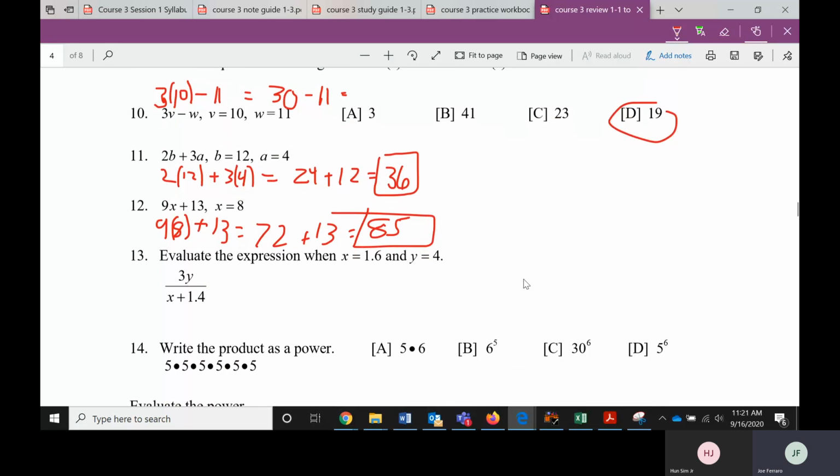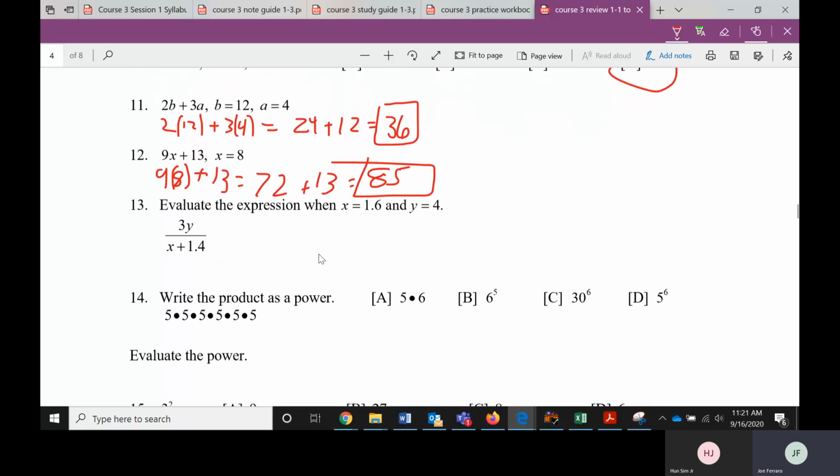We're getting close to being done. Last one of these order of operations ones, 3 times y on the top, which is 3 times 4. And then we get 1.6 plus 1.4 on the bottom.